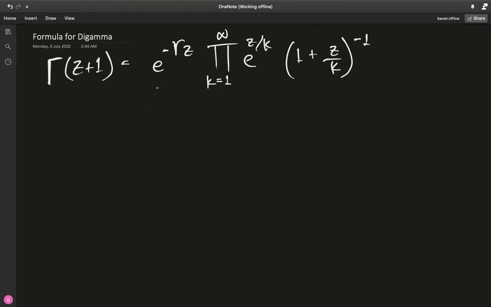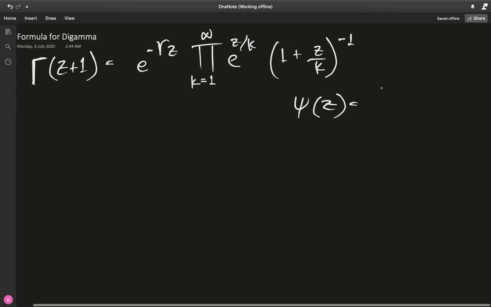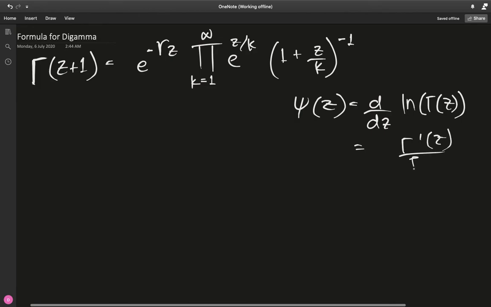So like I just said, this Weierstrass representation of the gamma is extremely useful, and it's not only useful for proving the reflection formula of the gamma function, but it's also useful for deriving a formula for the digamma function. So we know the digamma of z is basically the derivative of the natural log of gamma. So that is basically gamma prime of z over gamma of z.